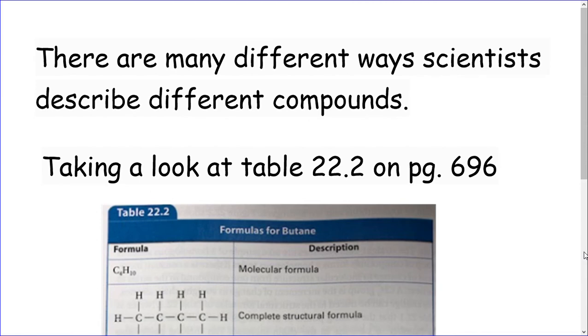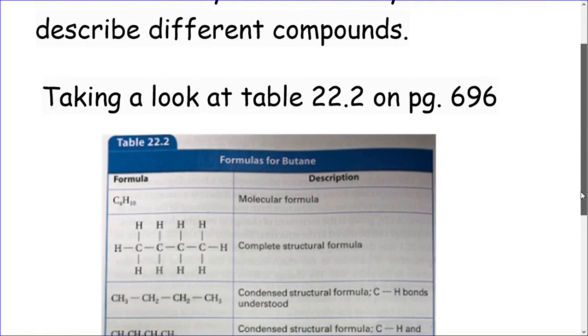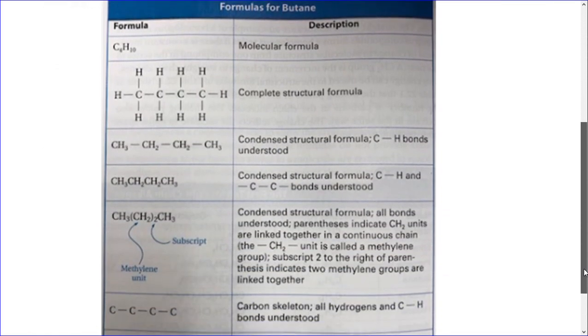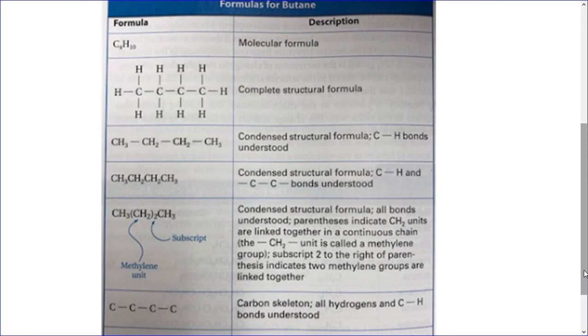There are different ways scientists describe different compounds, and if we take a look at table 22.2, page 696, we can see that all of these really are talking about butane, C4H10. If you want to flip to your textbook, if this is a little blurry, it'll be clear there. We have the complete structural formula, which breaks everything apart, so you see an expanded view of it.